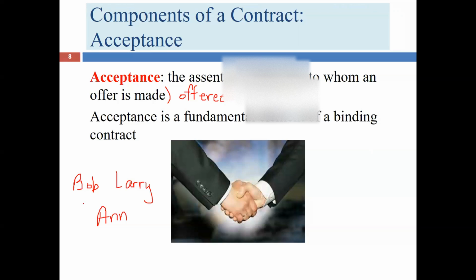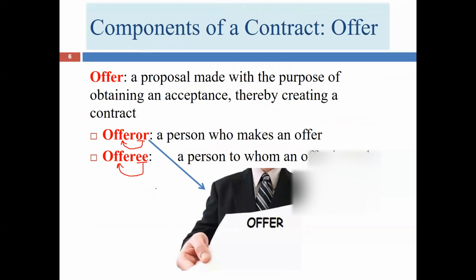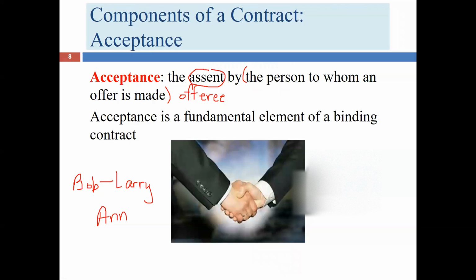Is that an acceptance? Well, it is an assent. Anne has said that she will agree to the terms that Bob offered. But Anne is not the offeree. Let's go back and look and see what the offeree has to have going on. The offeree has to be the person to whom the offer is made. But Bob specifically made the offer to Larry. So Larry is the only person who can accept Bob's offer. So when Anne says, yes, Bob, I will buy your pencil for 10 cents, that isn't an acceptance.